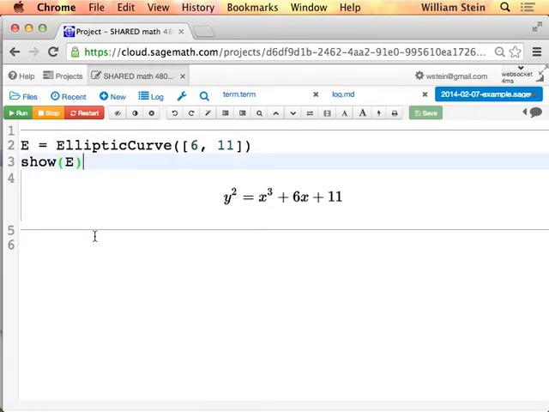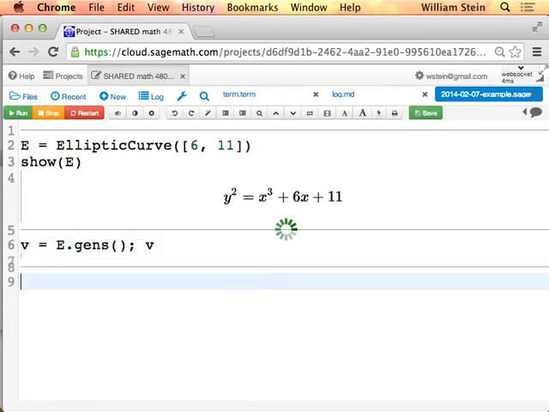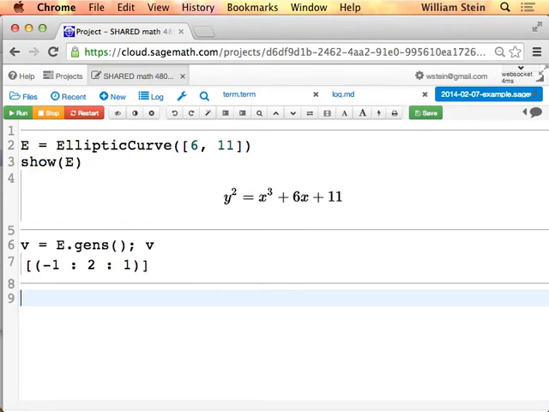Okay, so that's how you make the elliptic curve. And then you can do E.gens. What this does is it will find P1 through PT, or literally die trying. In other words, it'll give up if it fails. Ooh, it found (-1, 2).